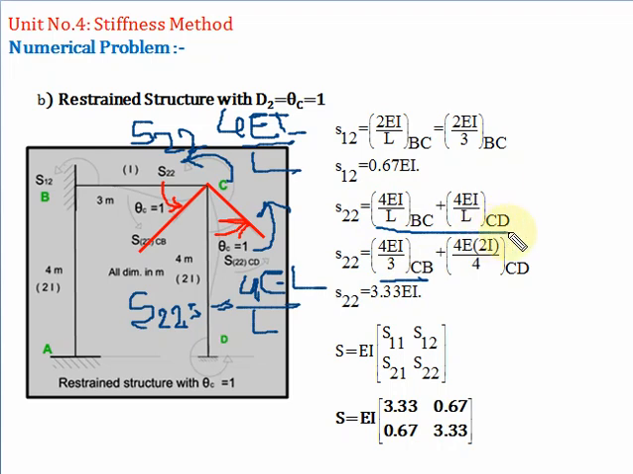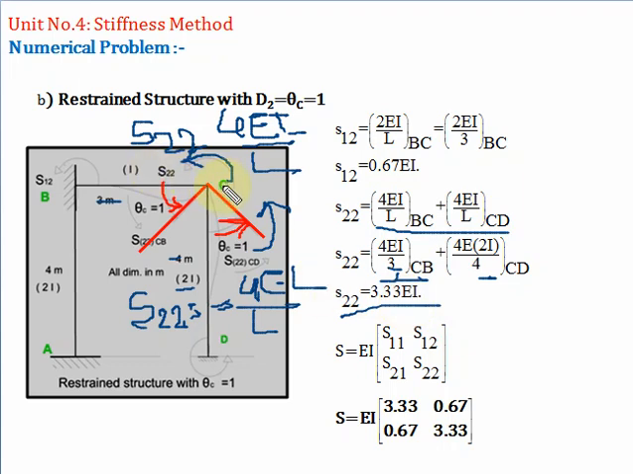Now here you have to take care of I. For member CD, the value of I is 2I and the length of the member is 4, so put that value here. For member BC, the value of I is I and the length of the member is 3. So put that value here, and if you solve this, we'll get 3.33 EI.